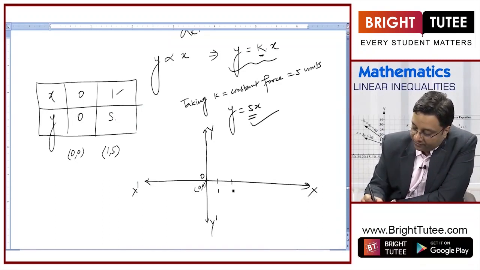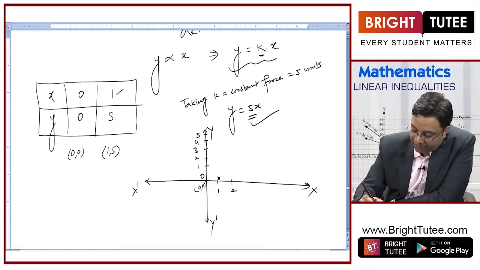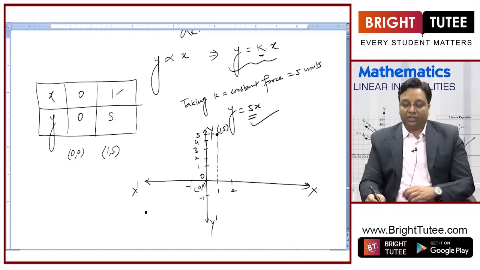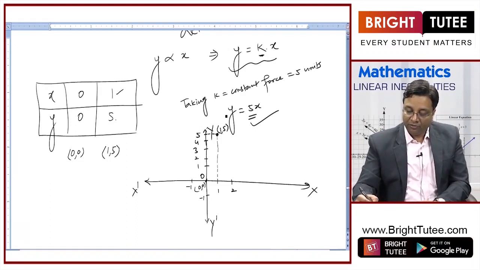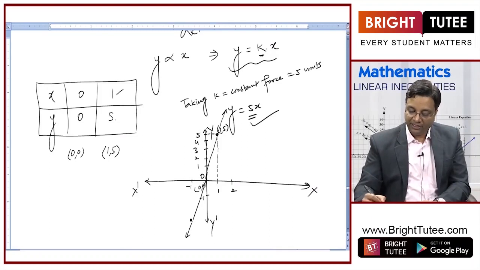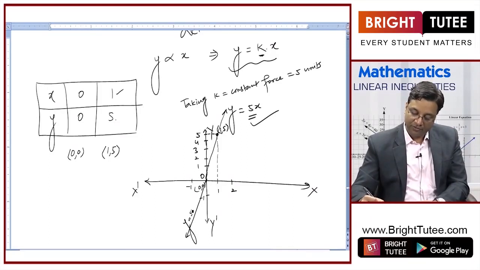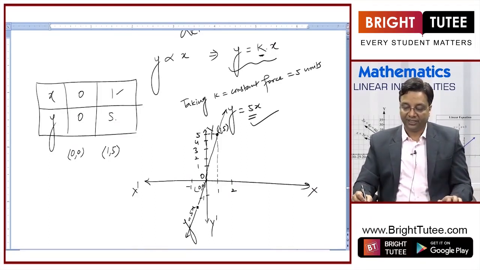So 1, and I need 5 on the y axis. So 1, 5 can be found like this. This is 1, 5. I have not written the negative side of x axis and y axis, as it is not required in this question. Now I've got 2 points, so this is the line that passes through these 2 points, and this is the graph for y equal to 5x.